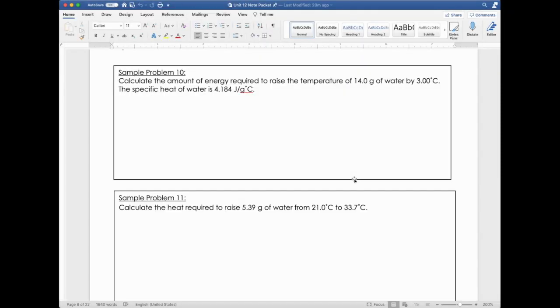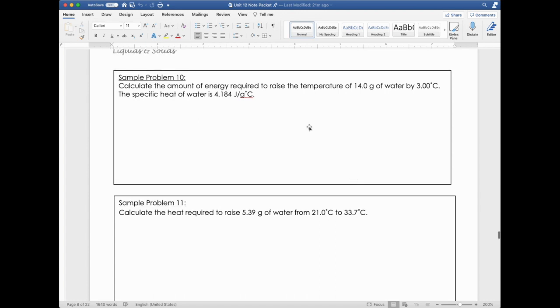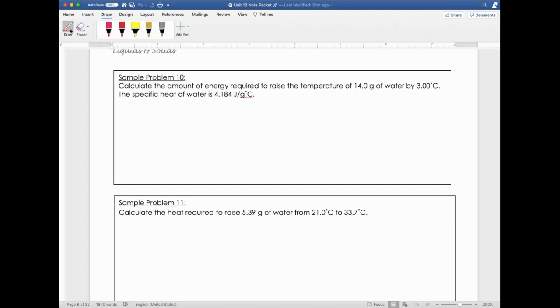All right, so let's jump in here and do sample problems 10 through 12. So all of these problems are using that same equation. And that equation is Q equals MC delta T. So let's just go ahead and get this up on the screen here so we remember. But we are always using Q equals MC delta T, where Q is the amount of heat that's being added to the system or the amount of energy that's being released.